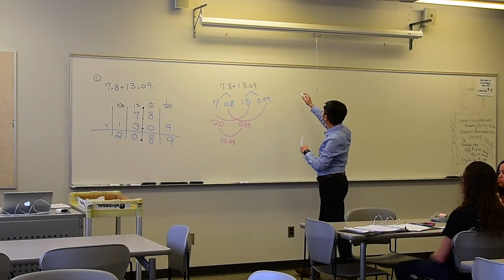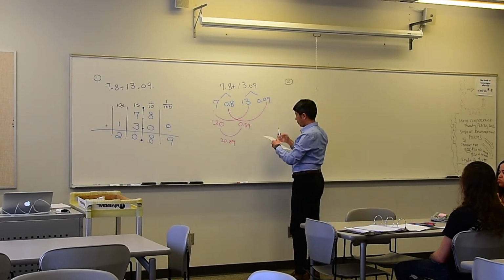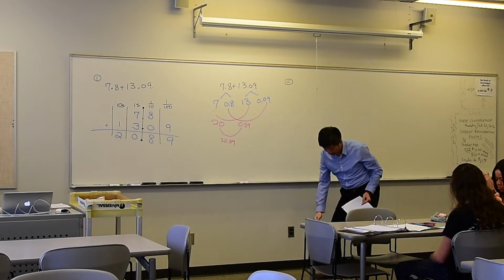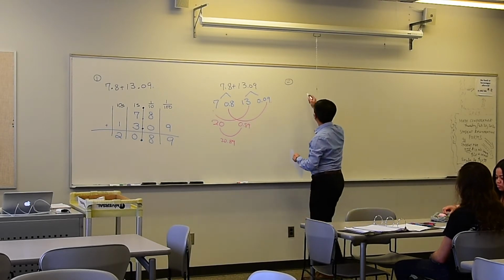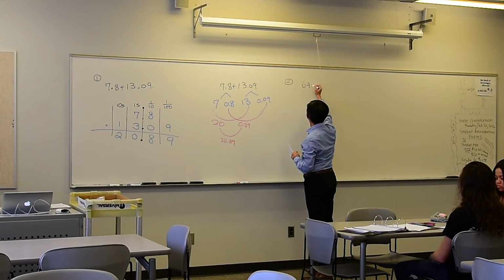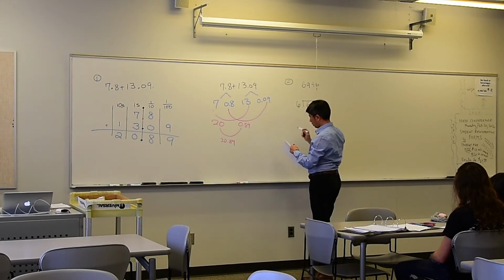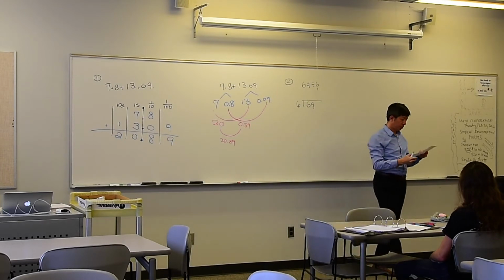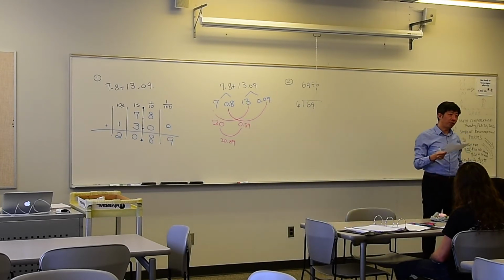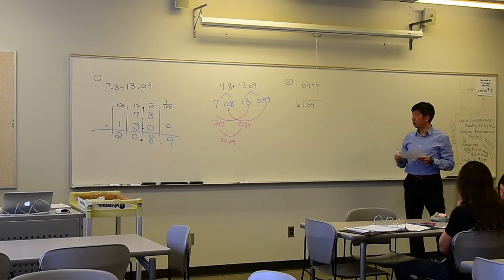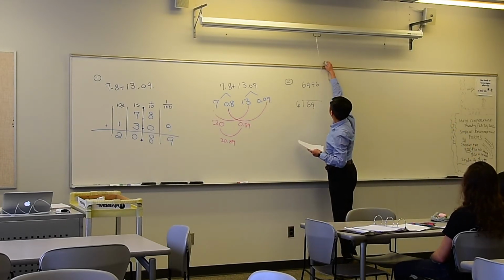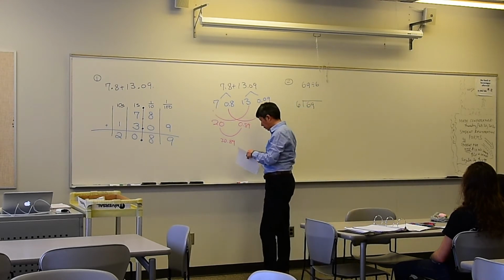Number 2. 69 divided by 6. Alright, so here, in this review, we also review the method we learned before, right? The long division. Remember that? Do the long division.